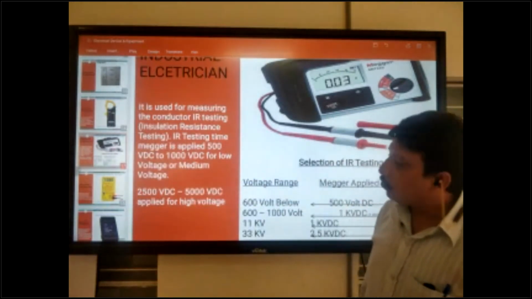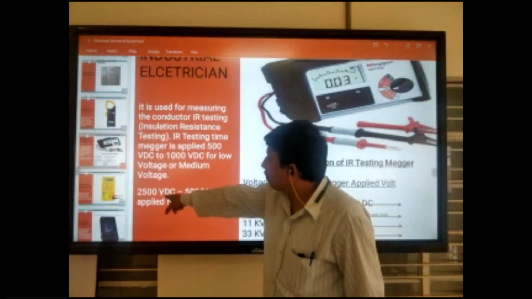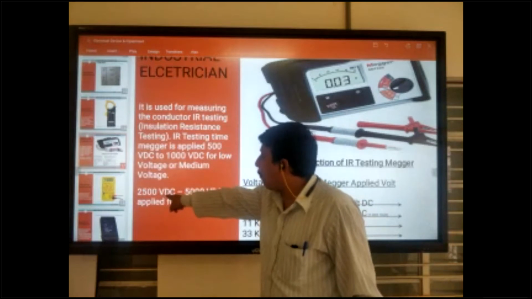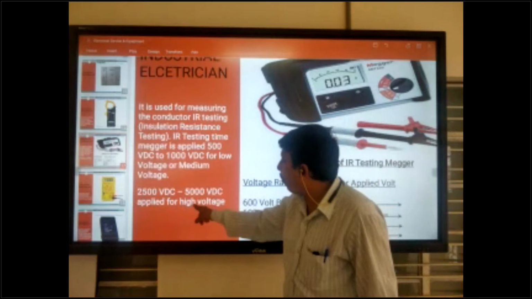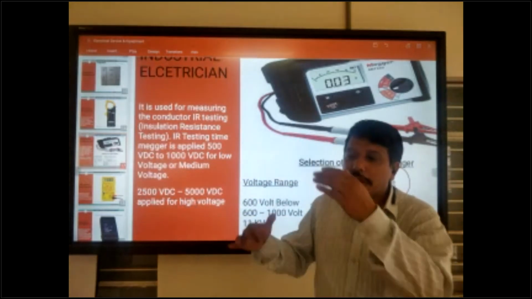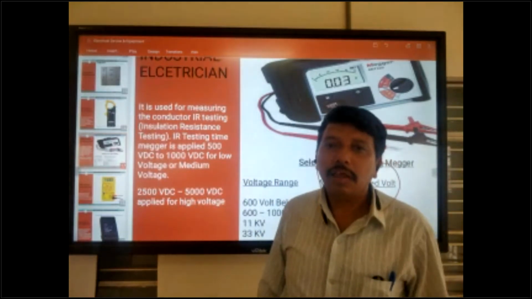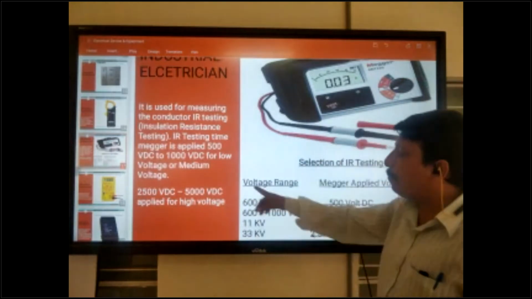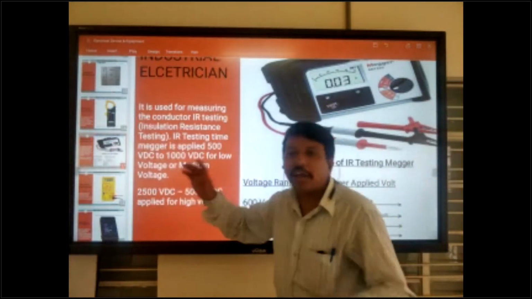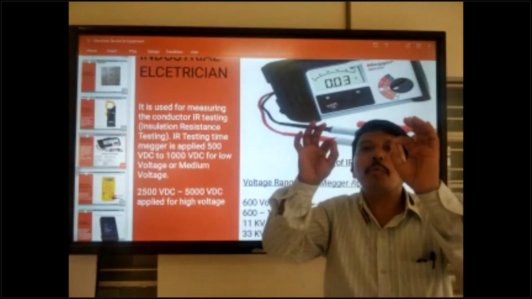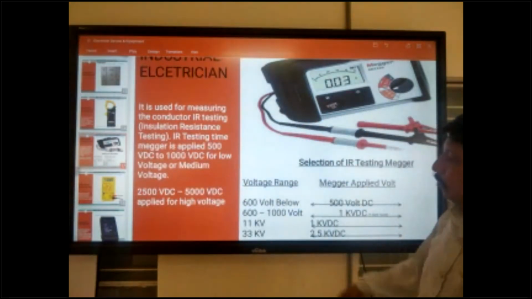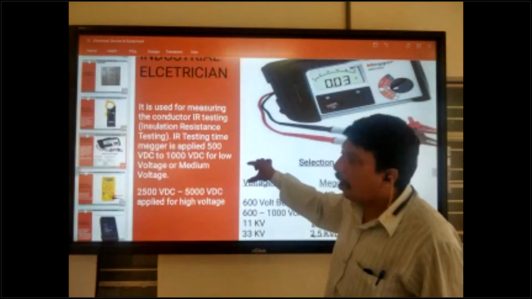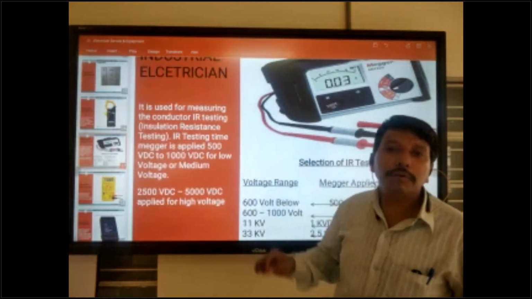In high voltage, 2500 volt DC to 5000 volt DC is applied. If you are testing high voltage, above 1000 volt, then as per your voltage range, how many volts you want to check there, as per that you can apply the megger in DC volt.